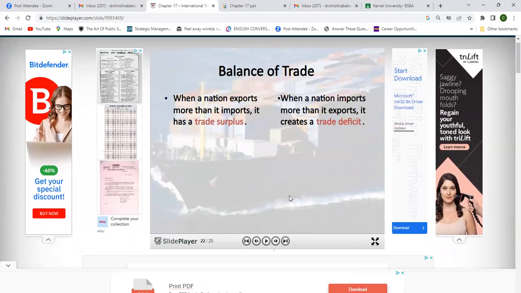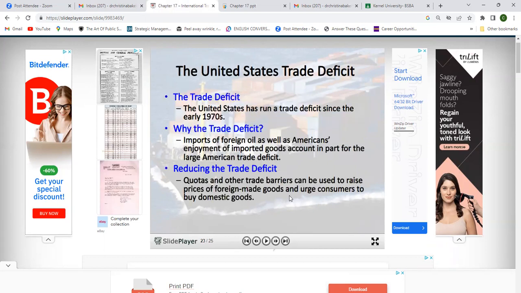When a nation exports more than it imports, it has a trade surplus. When a nation imports more than it exports, it creates a trade deficit. The United States has run trade deficits since the early 1970s. Why the trade deficit? Imports of foreign oil, as well as American enjoyment of all imported goods, account for part of the large American trade deficit. Reducing the trade deficit: quotas and other trade barriers can be used to raise the prices of foreign-made goods and urge consumers to buy domestic goods.